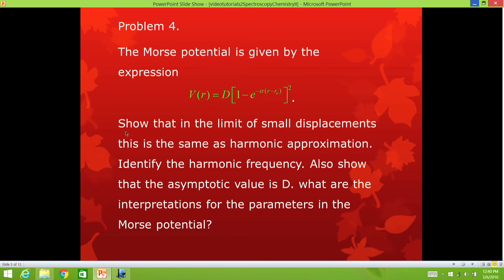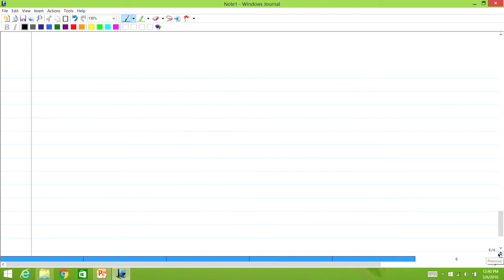Now, the question is, show that in the limit of small displacement, that is when R minus RE is very, very small, this is the same as the harmonic oscillator approximation, and identify the harmonic frequency. Also, show that the asymptotic value is D. What are the interpretations for the parameters of the Morse potential? First of all, V of R is D times 1 minus e to the minus alpha times R minus RE, whole square.